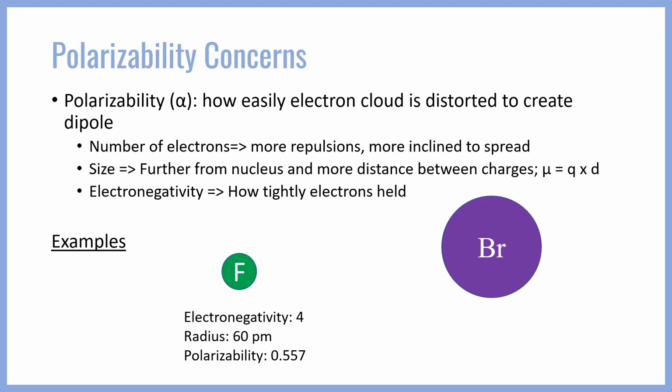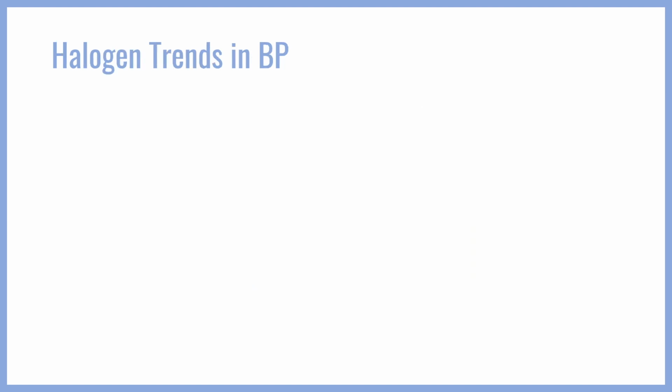On the other hand, bromine is going to have an electronegativity value of about 3 and a radius of about 180 picometers, which is 3 times that of fluorine. So because it's much larger, it's going to have a polarizability value about 6 times higher at around 3. And from this, we would expect bromine to have much stronger London dispersion forces than fluorine. Now, with individual atoms, we can't really gauge the intermolecular forces, but we can with molecules, and that's what we're going to do next.